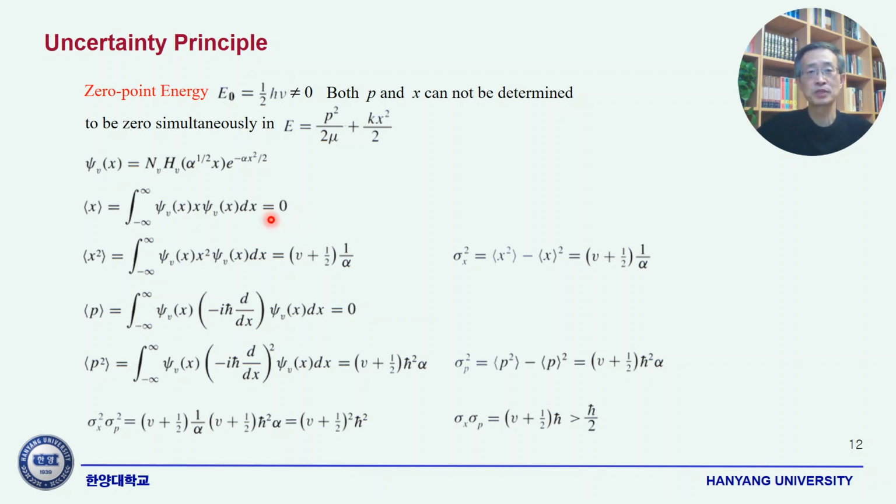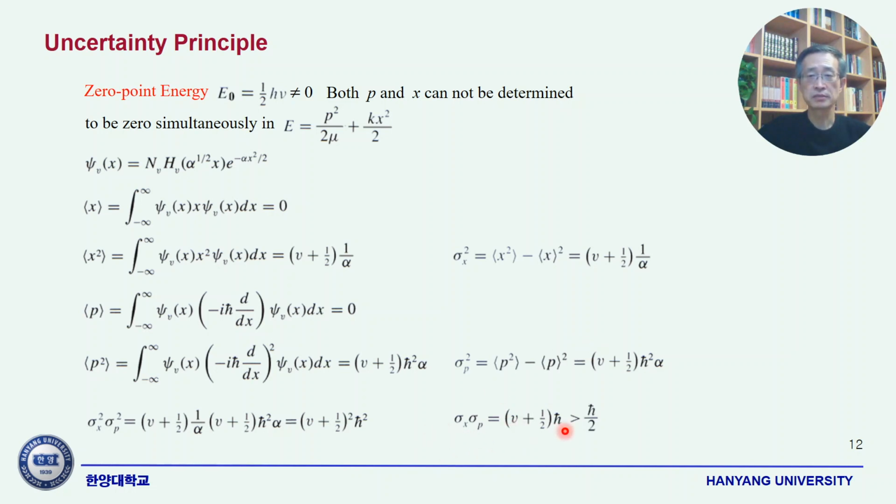That kind of argument will give you x average equals 0, p average equals 0, and x square average this, p square average that. From these you obtain the variance of x and the variance of p, which is this. Then take the square root of that times the square root of that. That determines the uncertainty in x and p.